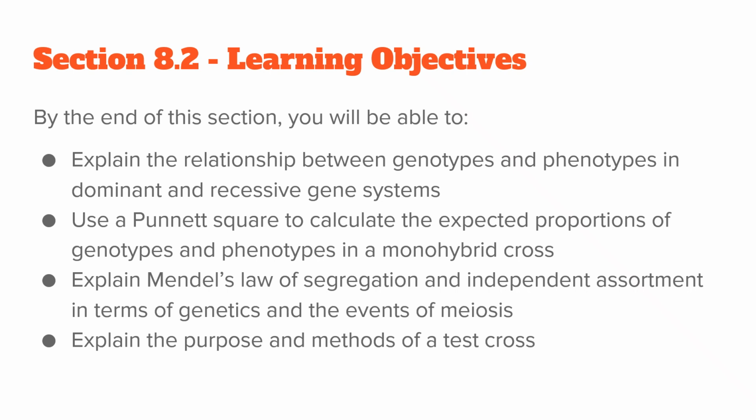In this section, we'll build on Mendel's experiments to see how traits are inherited in predictable ways. We'll explore how genotype produces phenotype, how Punnett squares can be used to predict outcomes, and how Mendel's laws, segregation and independent assortment, explain what happens during meiosis. We'll also learn how test crosses can reveal hidden genetic information. By the end, you should be able to connect what Mendel discovered in pea plants to how inheritance works in all living things.